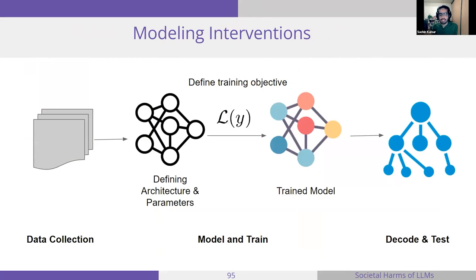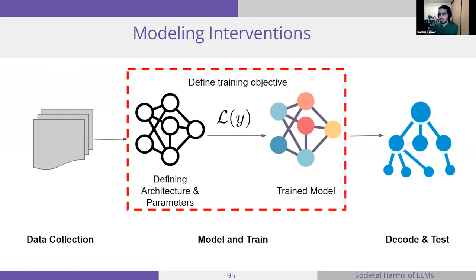Now, since data interventions are not enough, if we go back to this pipeline that I described earlier, there are two more steps involved. And in the next few slides, we'll look at examples of modeling interventions, so how you could modify how you model your language model. That's a funny phrase. To decrease the kinds of harms we discussed.